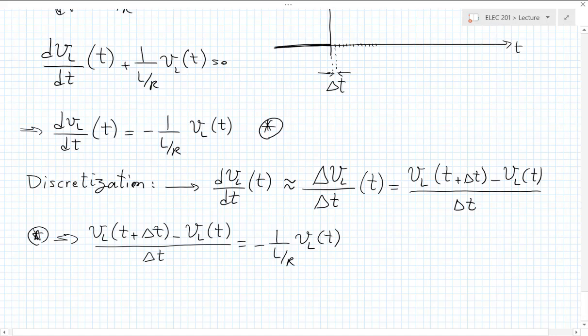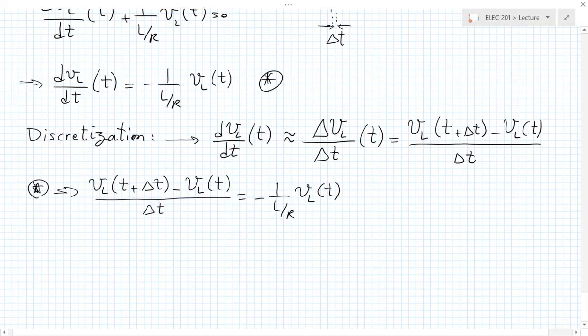So you have gone from a differential equation to a difference equation. Now imagine if you knew the value of VL at some point in time, if you know VL of t, you have everything you need to calculate VL of t plus delta t, right? Because the rest is, delta t is something you chose, let's say you move in steps of 1 millisecond. So that's a constant. L and R are known values.